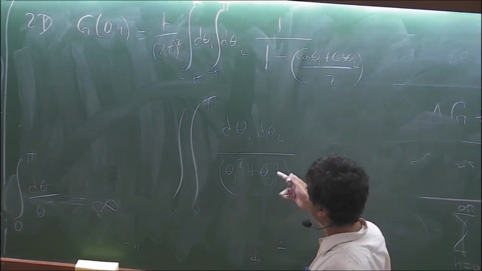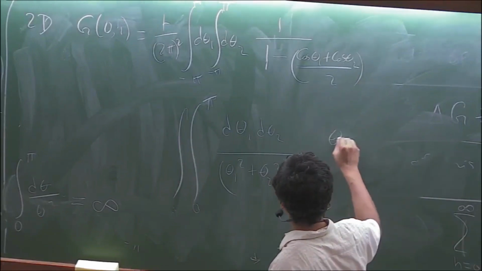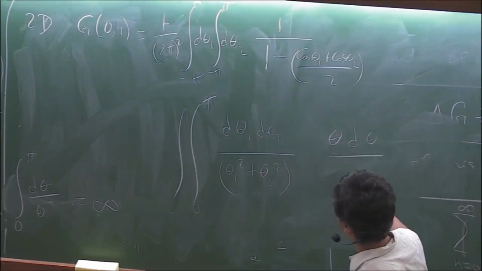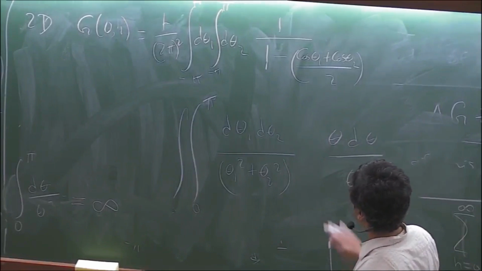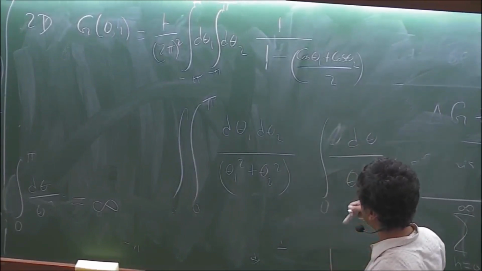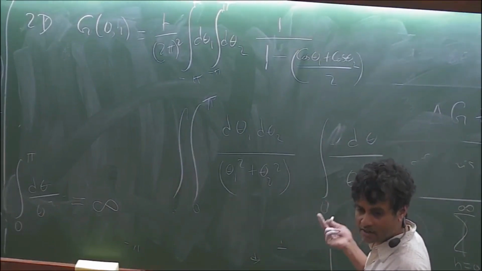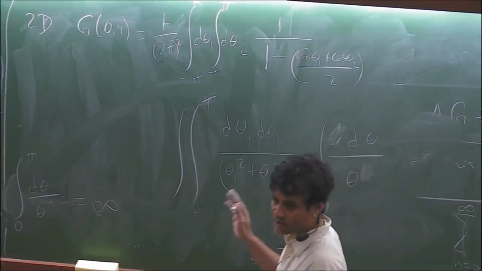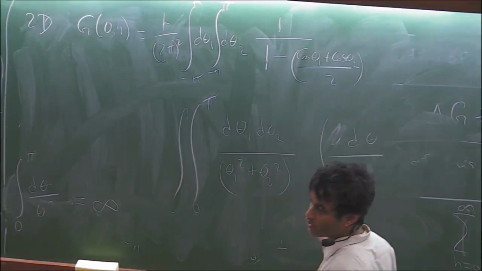Polar coordinates, right? Yeah. So you can just convert to polar, and then you get theta d theta by theta square. So that's d theta by theta, and just one integral from 0 to a, and this is log theta. So that again diverges. Right? So in 2D also it diverges, slightly slower. It's a logarithmic divergence.